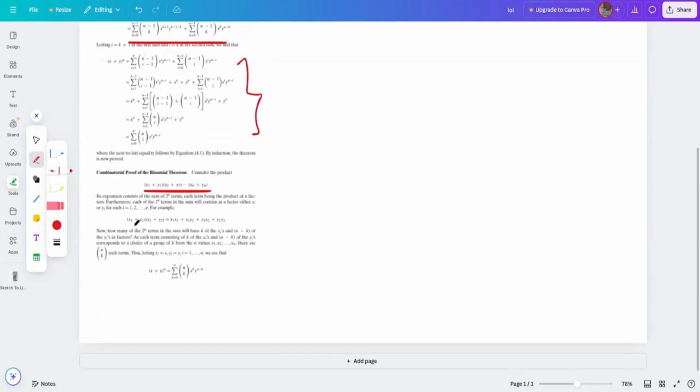Basically, what they're doing is, if you multiply all of them, you get this equation, simple logic. There will be 2 to the power n terms because there are n factors and each has 2 terms. So 2 into 2 into 2, 2 to the power n terms.